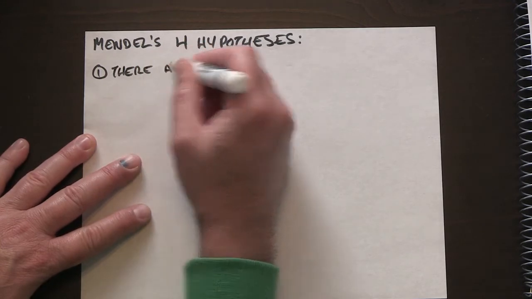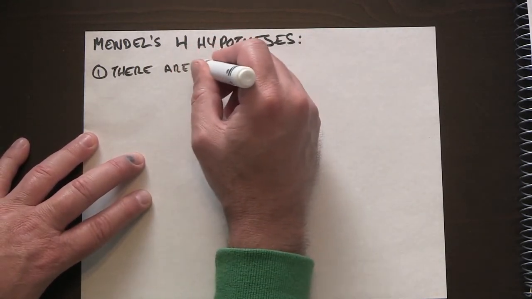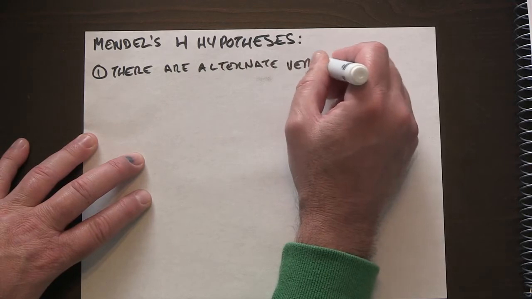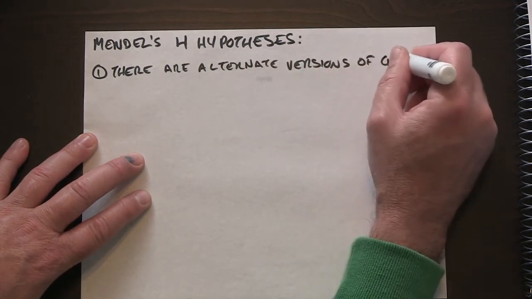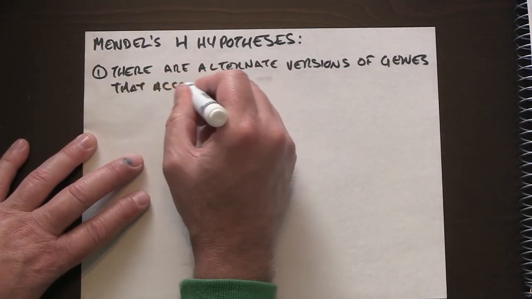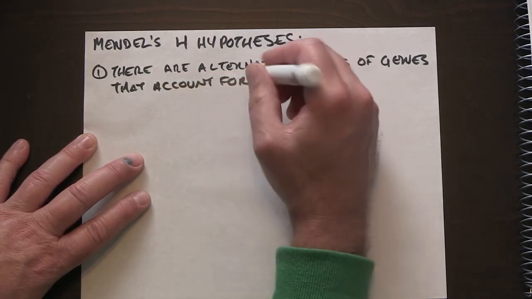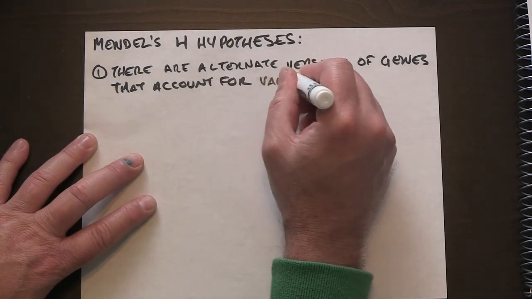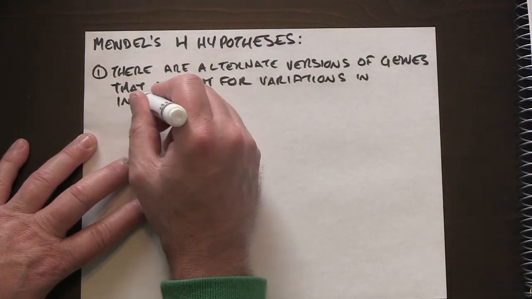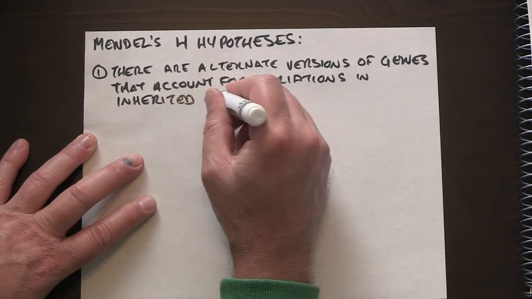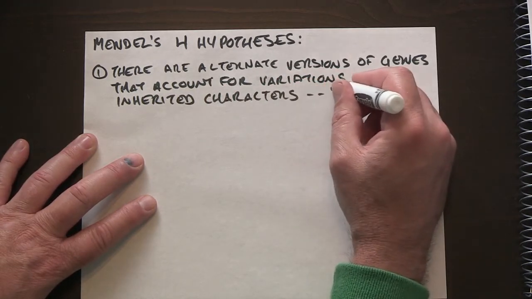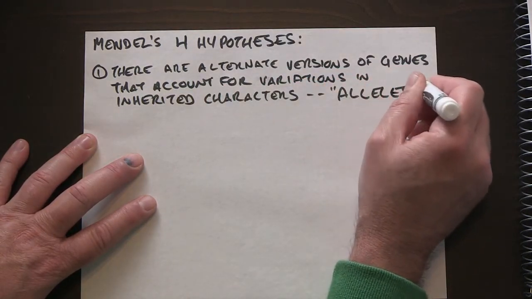versions of genes that account for variations. The inherited characters. And we call them alleles. Okay.